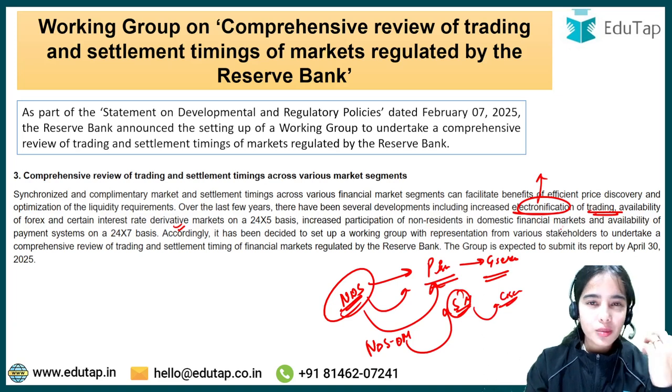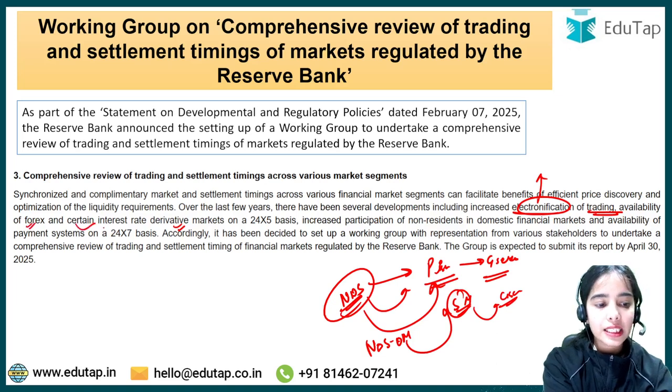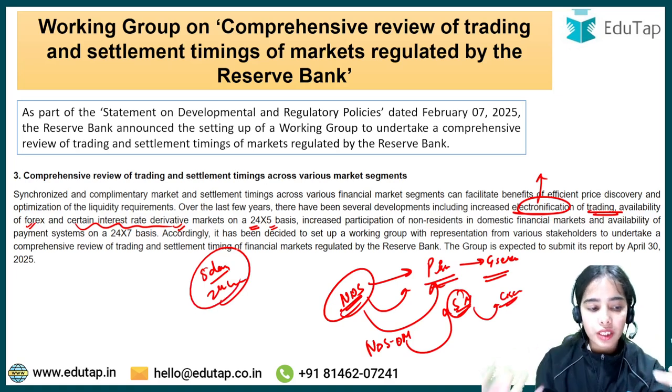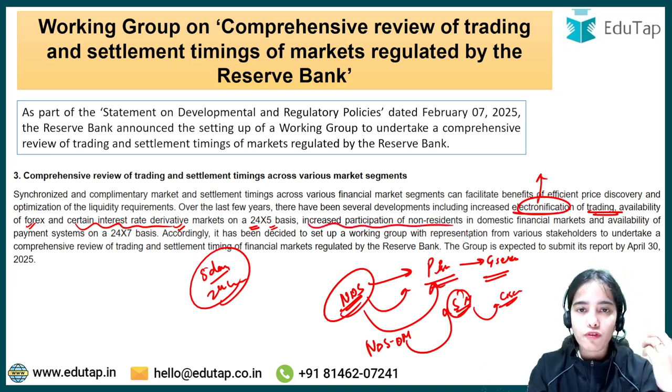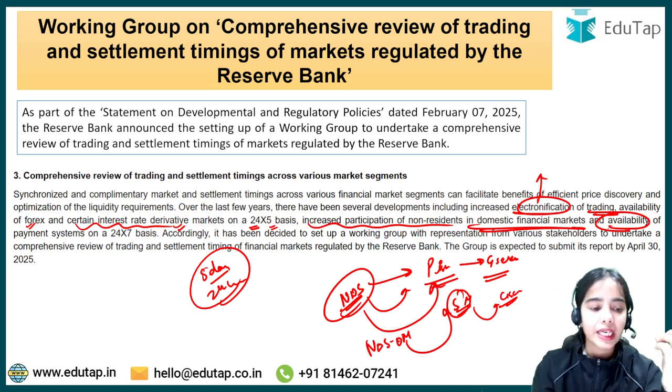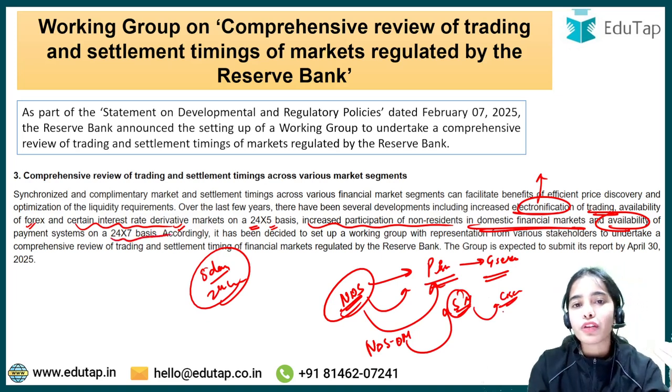It is faster and more efficient, and the forex and certain interest rate derivative markets are now on a 24/5 basis. That means on 5 days, 24 hours, the availability is there for certain interest rate derivatives and for foreign exchange. There is increased participation of non-residents, of foreigners, in the domestic financial markets, and there is availability of payment systems, NEFT, RTGS, IMPS, UPI. These systems are available on a 24/7 basis.